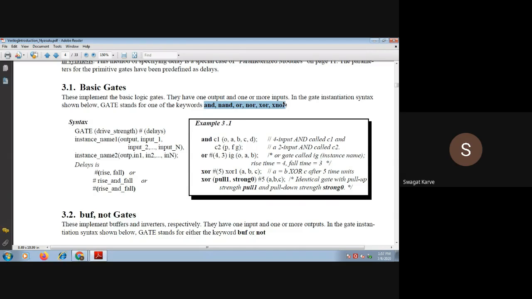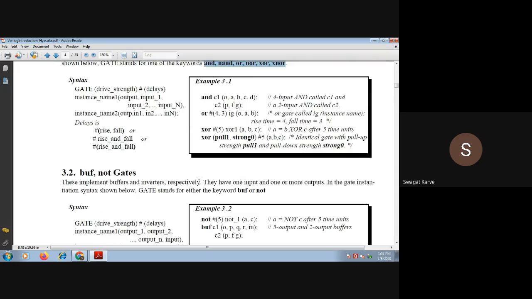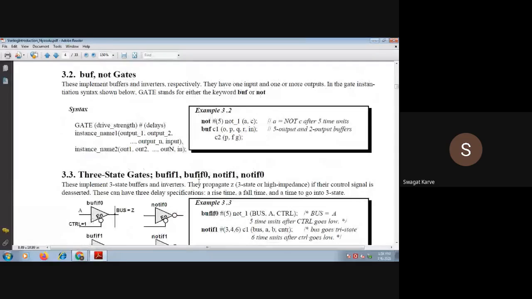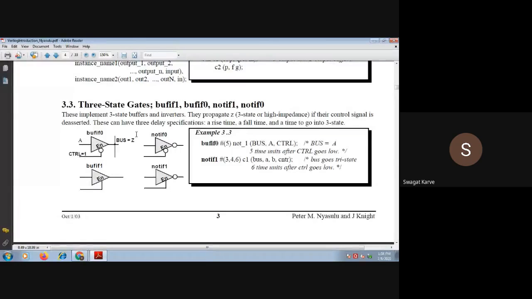Similarly, these are the basic gates that you can use in Verilog also, right? So these are the gates. Now you can use the buffers and NOT gates also in case of Verilog. So its keywords are buff, that is a buffer, and NOT, that is a NOT gate, right?